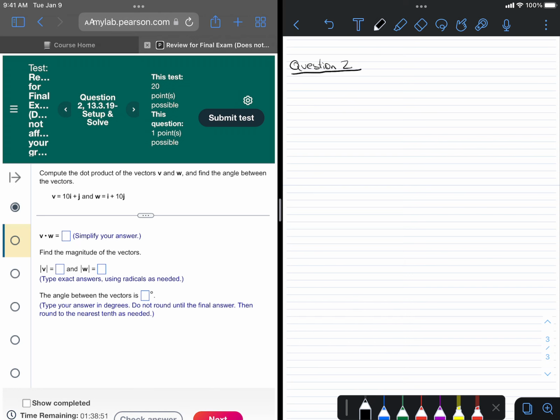Now, to calculate the angle between these two vectors, we're going to use the fact that the cosine of this angle is the dot product of v dot w over magnitude v times magnitude w. So we'll calculate all these three values. To do that, we'll first begin with v dot w. That will be 10 times 1 plus 1 times 10. So that's 20. 10 plus 10.